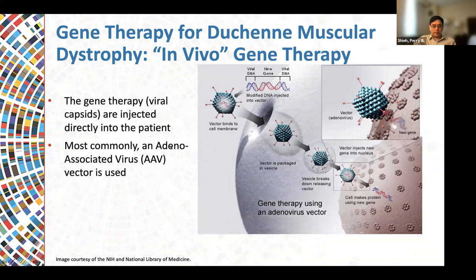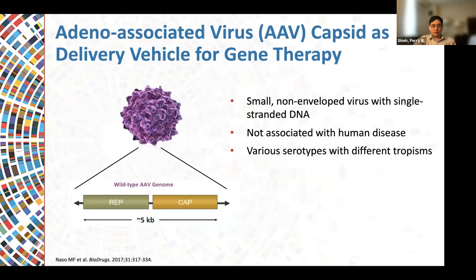And most commonly, in contrast to ex vivo gene therapy, where they use retroviruses, adeno-associated virus is the type of virus that's being re-engineered to be able to do this. And so this is the adeno-associated virus. The capsid here is actually what's being used. Adeno-associated virus in its true wild form has its own genes. It has some replication genes and some capsid genes. It's a non-enveloped virus, and it's not associated with any human disease, and it doesn't seem to have much immunogenicity.